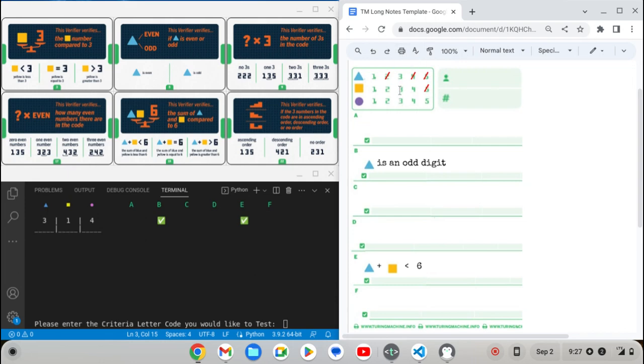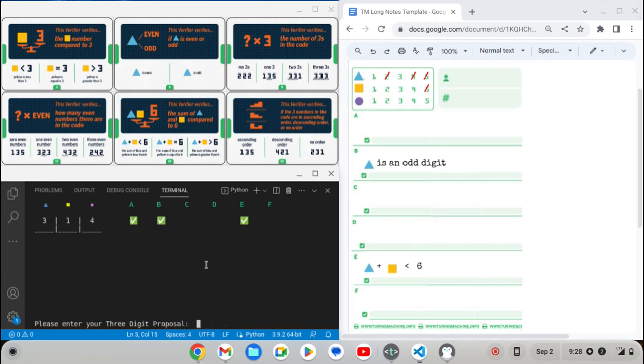So let's see. It would be interesting if we do get it wrong. Actually, that might be a good criteria card to test. Yeah, let's go ahead and test criteria card A.